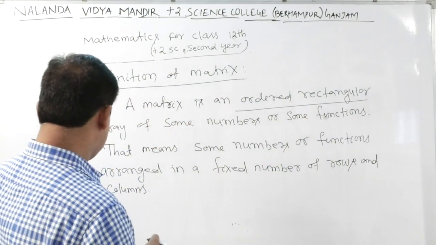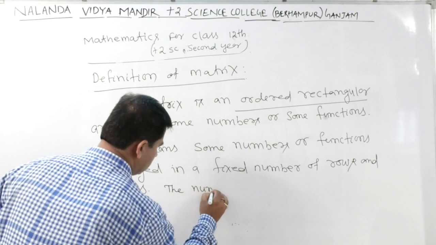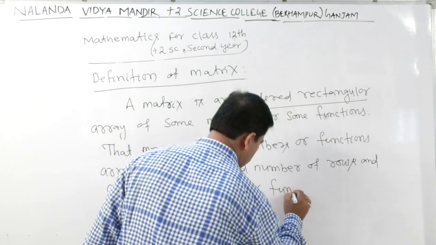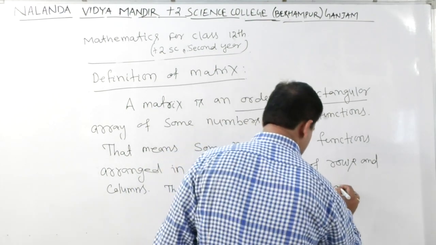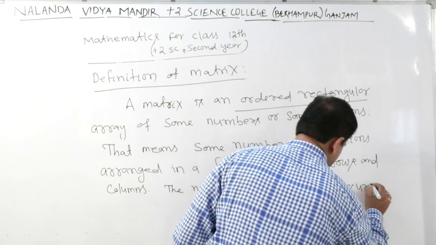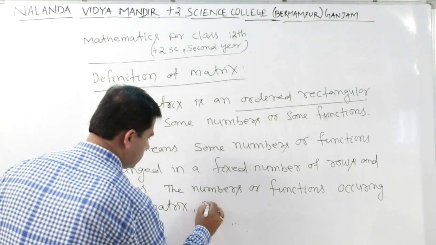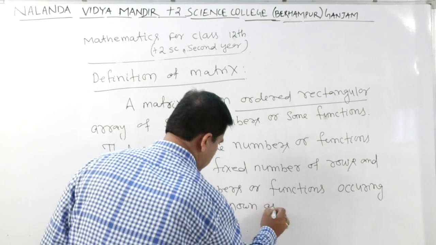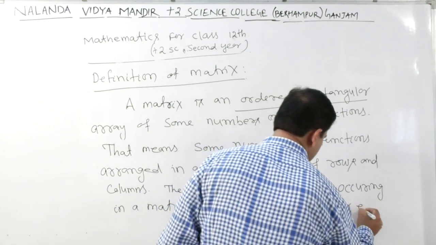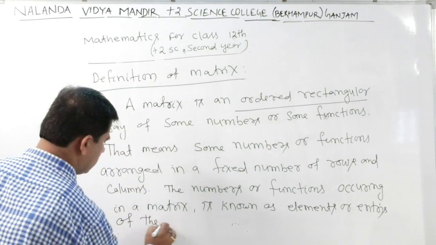Now, the numbers or functions occurring in a matrix are known as elements or entries of the matrix.